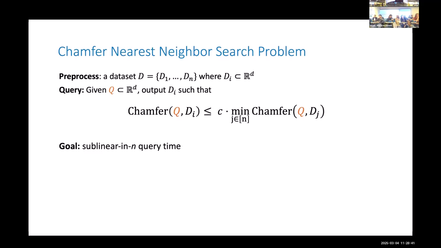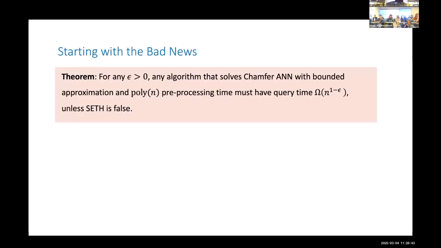So the first thing to mention is that we have bad news, and that's that this goal is essentially unachievable. In essence, what you can show is that for any arbitrarily small constant epsilon, if you have any algorithm that solves this problem, even if you allow polynomial in n pre-processing time, it can't solve this problem in less than n to the 1 minus epsilon time, unless SETH is false. It's an orthogonal vectors conjecture lower bound. So essentially, you're not able to get a sublinear time algorithm for this problem.